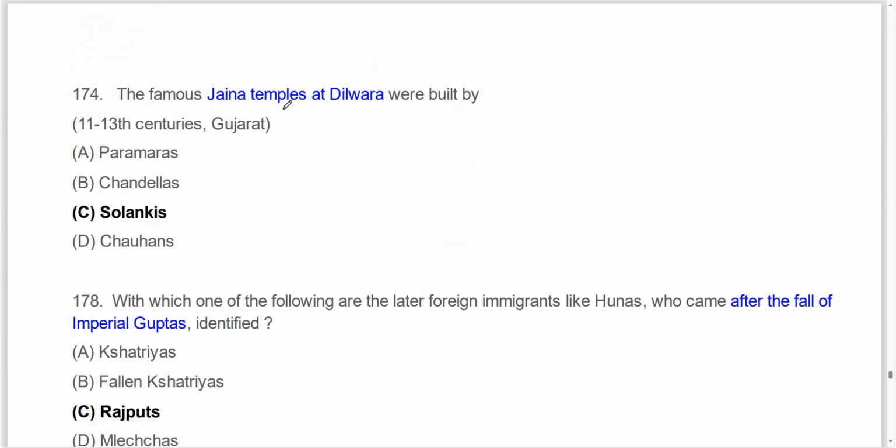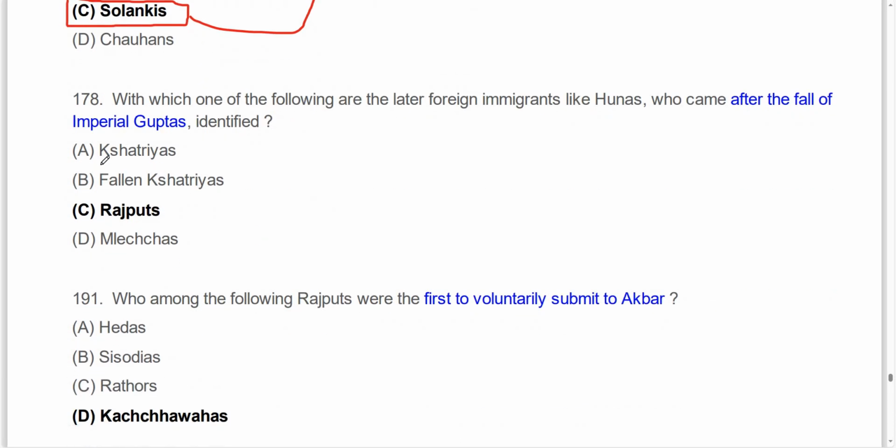Moving on to the next question, the famous Jain temple Dilwara was built by the Solankis. The famous Jain temple at Dilwara was built in the 11th to 13th century in Gujarat by the Solankis. We have read extensively about this.